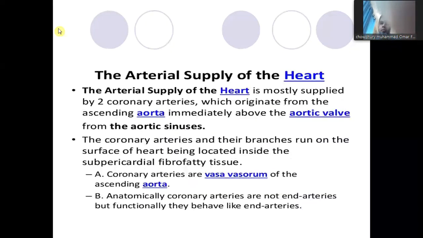Next. The arterial supply of the heart is mostly supplied by two coronary arteries, which originate from the ascending aorta immediately above the aortic valve from the aortic sinus. The coronary arteries and their branches run on the surface of the heart, being located inside the subepicardial fibrofatty tissue.